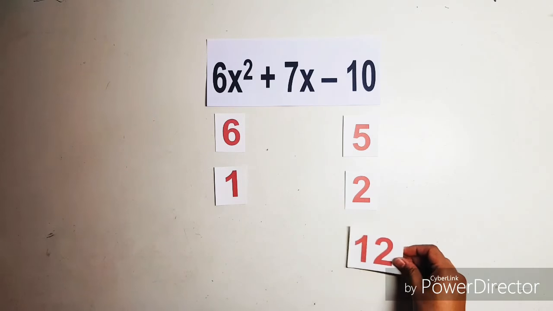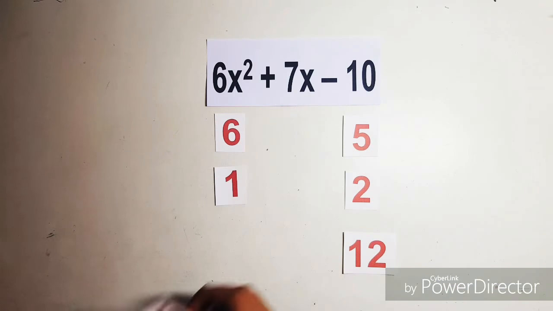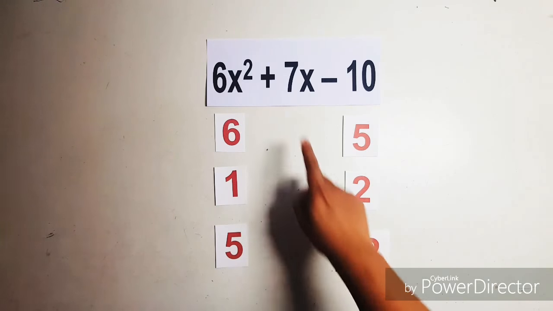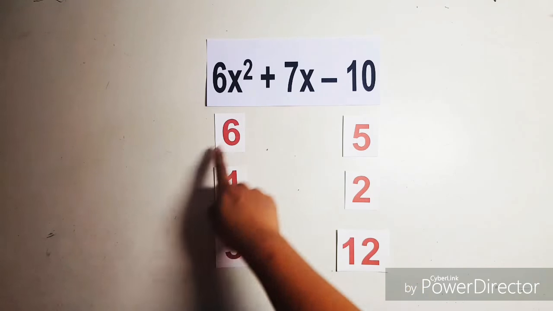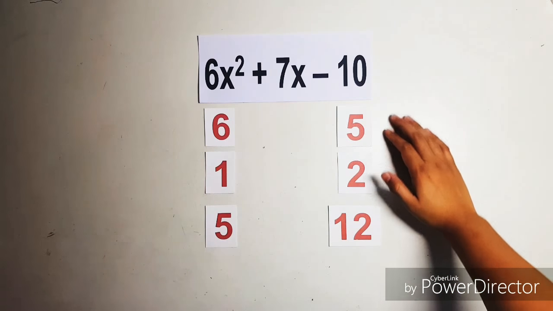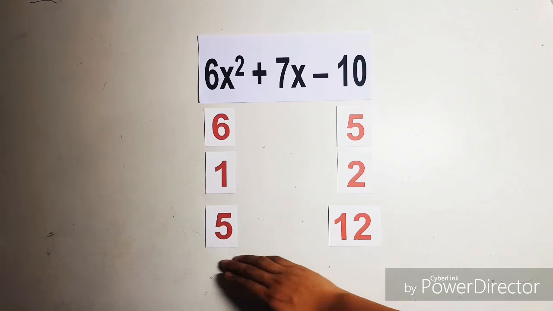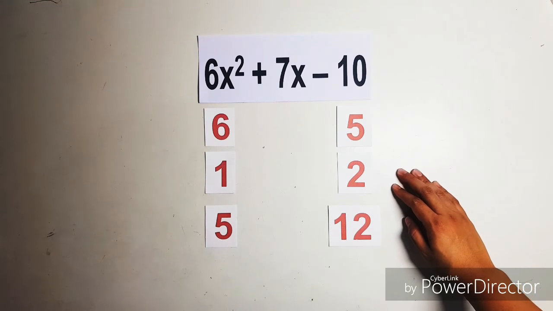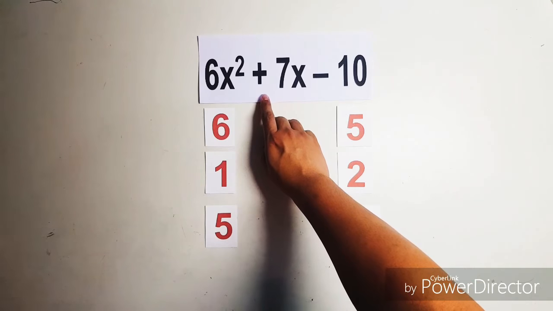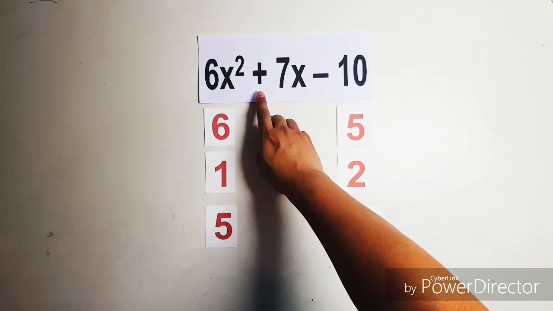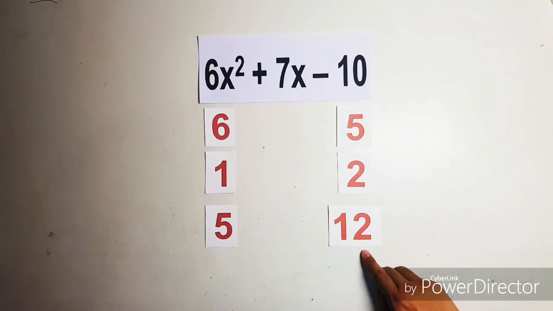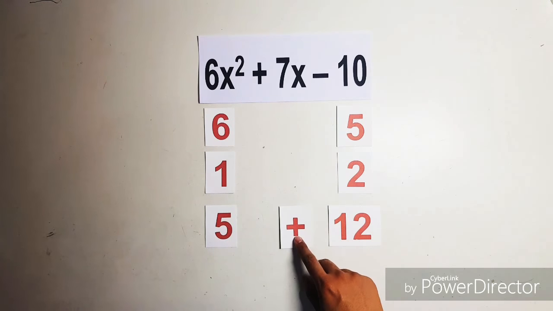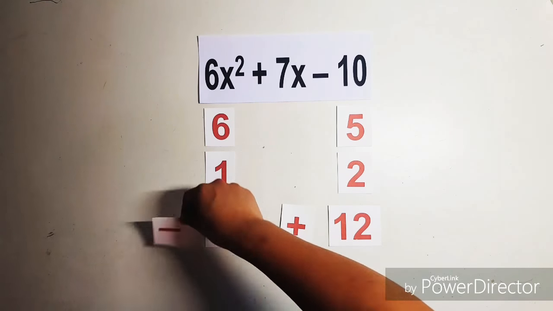6 times 2 will give us 12, and 5 times 1 will give us 5. Now, when we subtract 5 from 12, the answer is 7. Therefore, our order is correct. For the signs of our binomials, since we get the difference of the cross product, one should be positive and the other negative. To determine that, we rely on the sign of our middle term. Since this is positive, it should be the same as the sign of the greater number of the products. Since 12 is greater than 5, 12 is positive and 5 is negative.